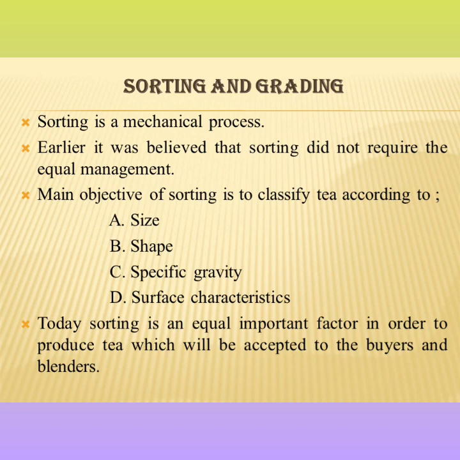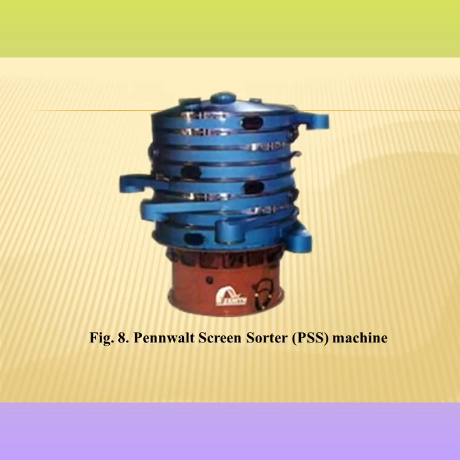After the drying, the second last step is sorting and grading. Sorting is a mechanical process. Earlier it was believed that sorting did not require equal management. The main objective of sorting is to classify the tea according to size, shape, specific gravity and surface characteristics. Today, sorting is an equally important factor in order to produce tea which will be accepted by the buyers and the blenders. For sorting, tea industries use the pan-weld screen sorter, that is the PSS machine.